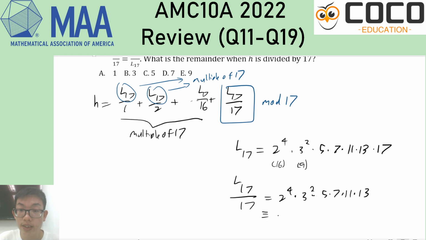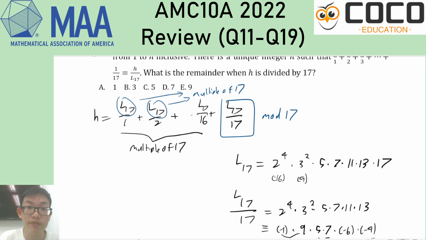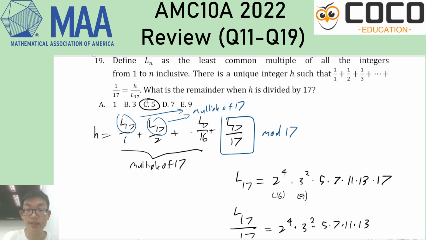So 16 is negative 1. 11 is negative 6. 13 is negative 4, and then we just kind of go down the road. So this is minus 9. I should just do them 2 at a time, right? Minus 1 and 9 is 8, 5 and 7 is 35, that's 1, okay. Minus 6 and minus 4 is 24, that's 7. Then 8 times 7 is 56, 56 gives you 5. So 5 mod 17. Option C is your answer.